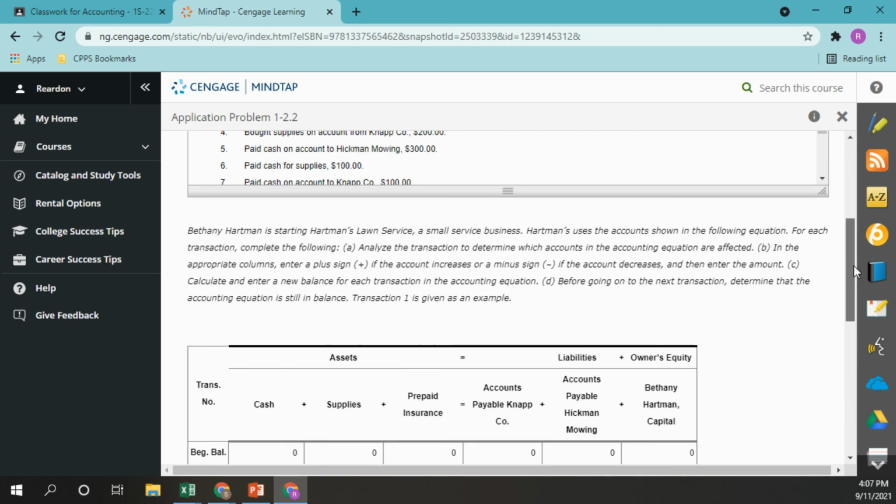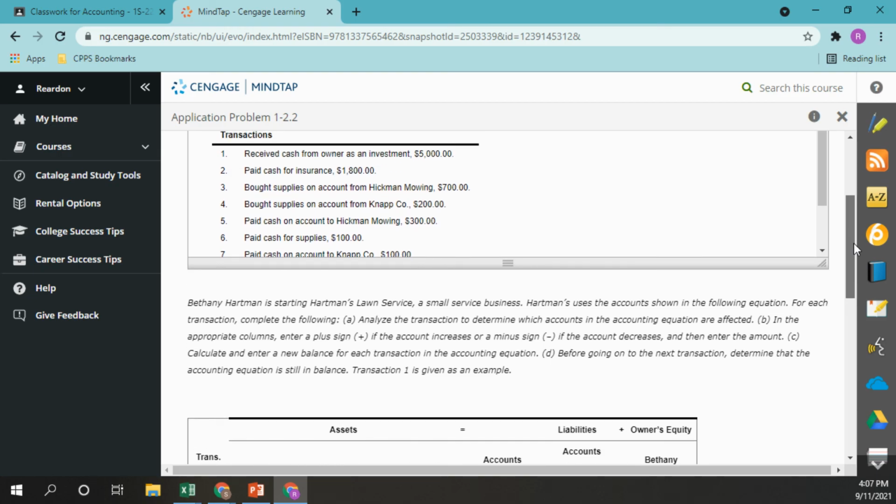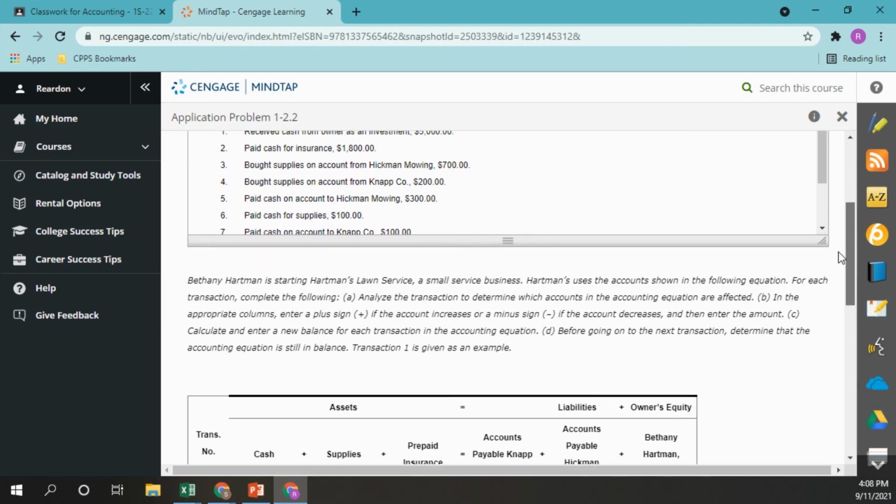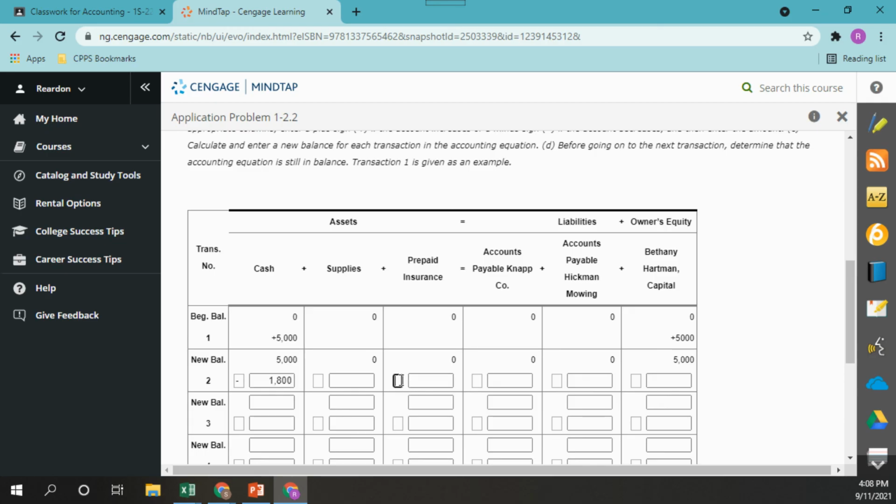Now let's do number two together. Paid cash for insurance, $1,800. Well, I subtracted $1,800 cash. That insurance again. I just lost my track. Yeah. And then we increased insurance $1,800. You can see that only affected the left side of the equation.